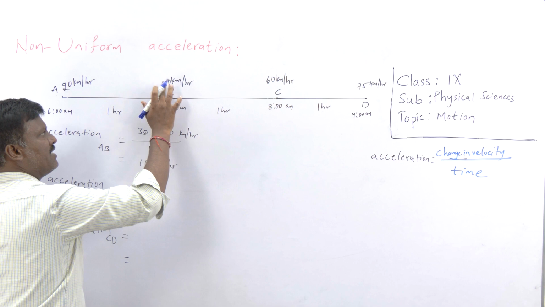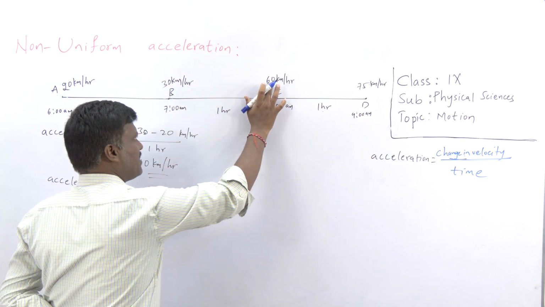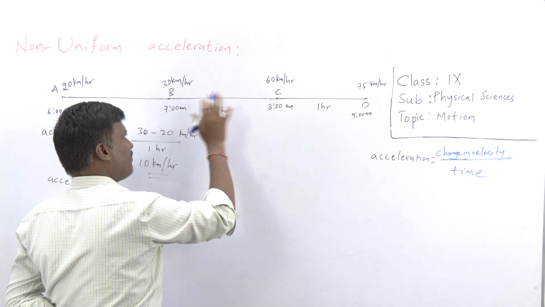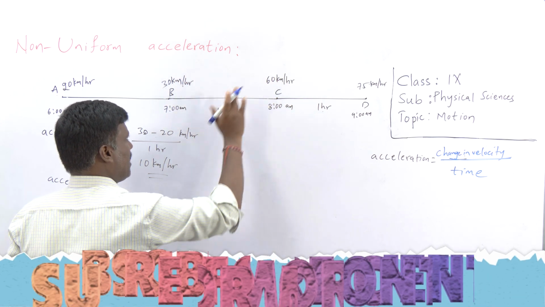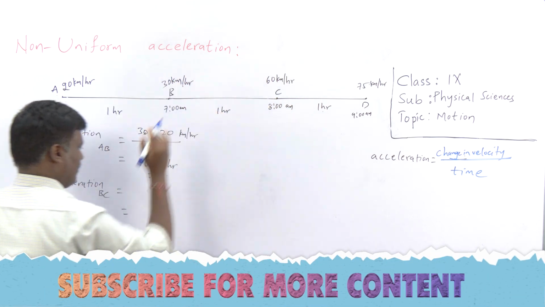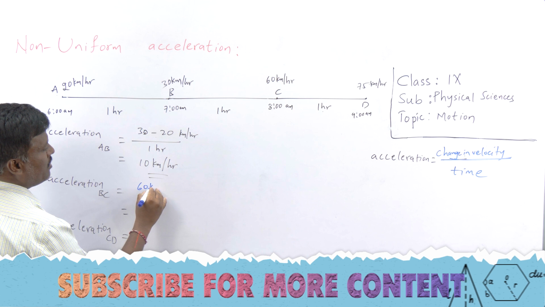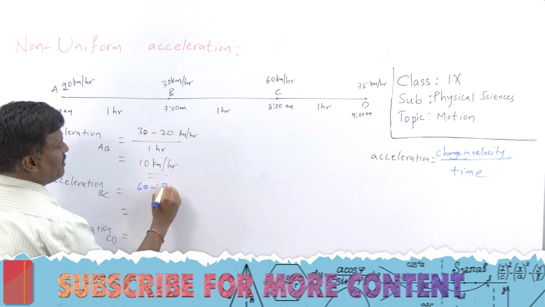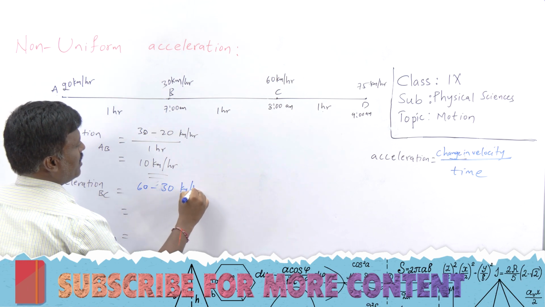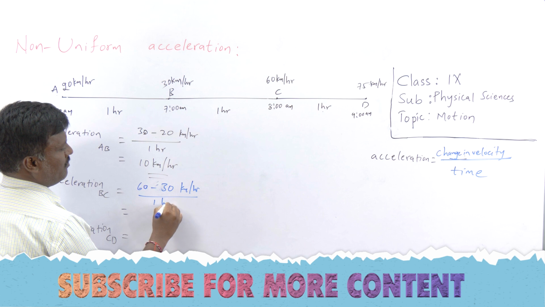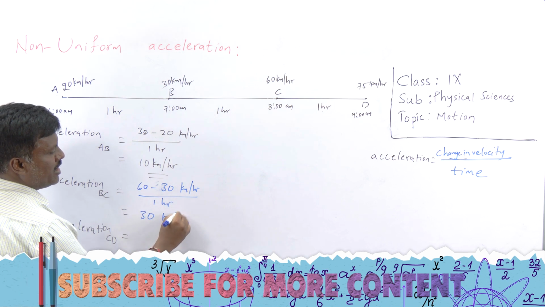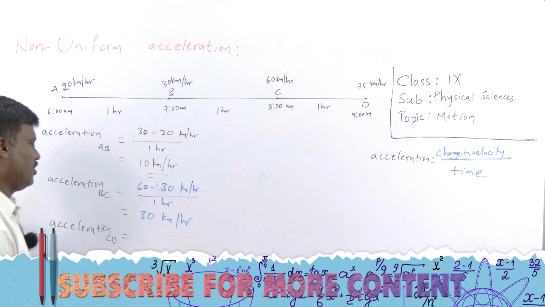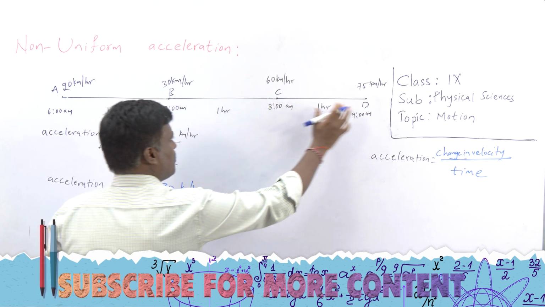Now between B and C. At B, what is the speed? 30 km per hour. At C, what is the speed? 60. To find the acceleration from B to the C, we have to find final velocity minus initial velocity by time. 60 minus 30 by 1 hour. Okay. 60 km per hour minus 30 km per hour by 1 hour. 60 minus 30, 30 by 1, 30. 30 km per hour.